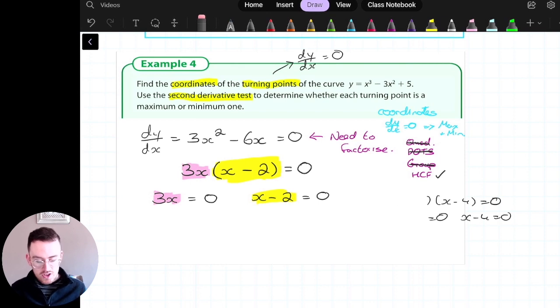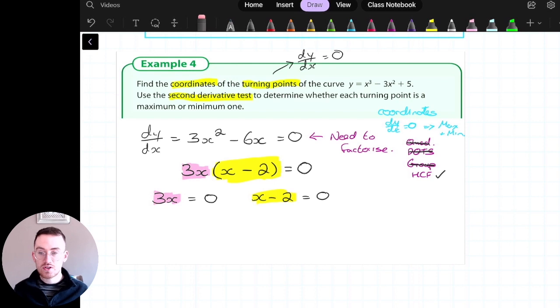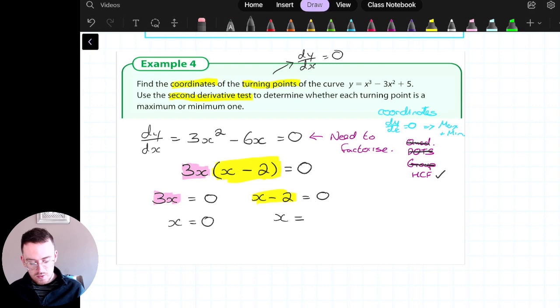Although in this question, our factors look a little different. One of them has the nice brackets we're used to, one of them is just 3x on its own. Still okay, we do the same thing. We take the 3x, we put it equal to 0, we take the x minus 2, we put it equal to 0. Following that on, we get x is equal to 0, by dividing by 3, and here we get x is equal to 2.